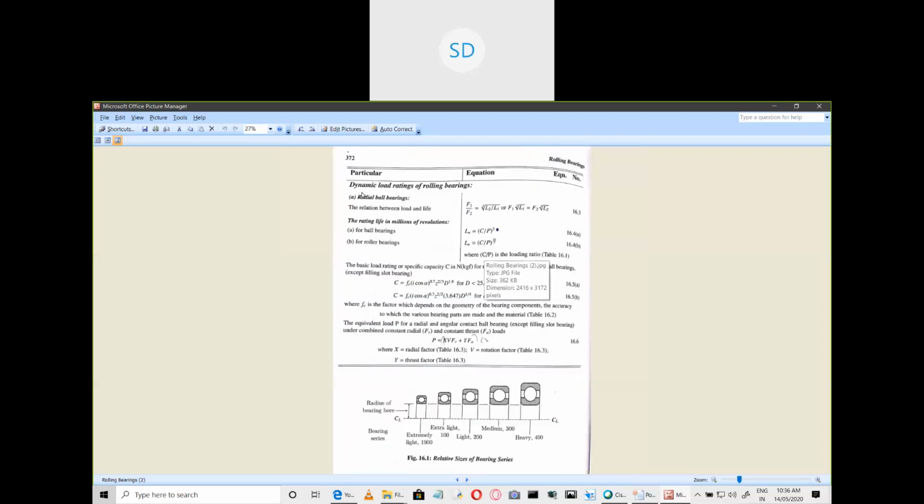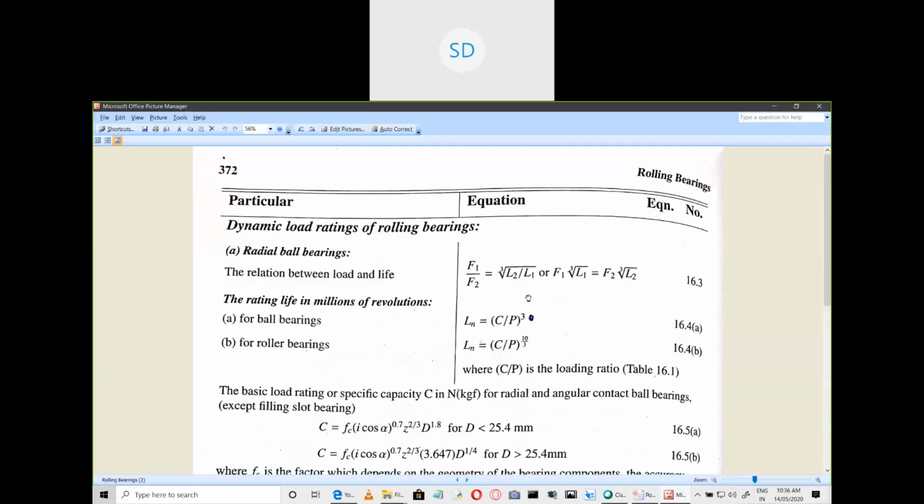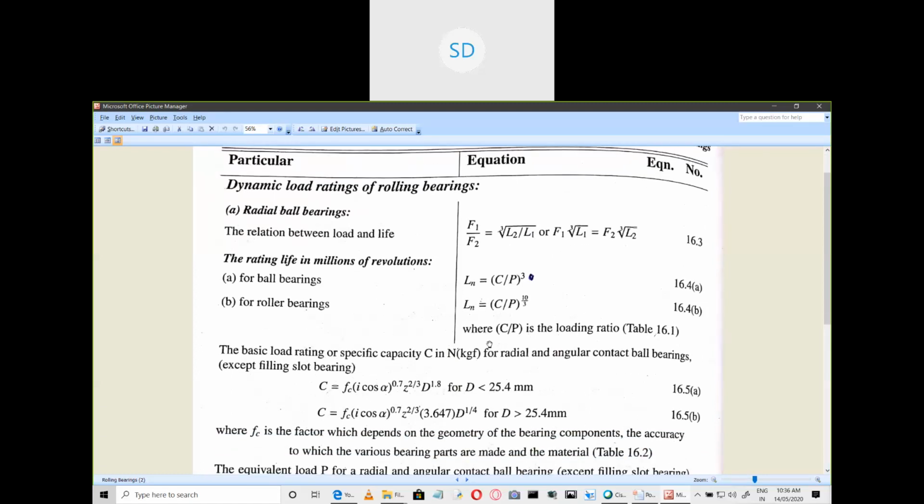Okay, next. Dynamic load rating of rolling bearings, radial ball bearings: F1 by F2 is the cube root of L2 by L1, or F1 over F2 is the cube root of the life ratio. Now rating life in millions of revolutions, Ln equals C by P to the power of 3. For roller bearings, the life of the bearing Ln equals C by P to the power of 3.33.